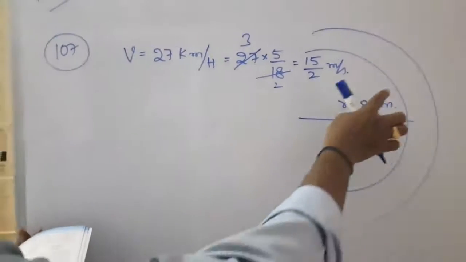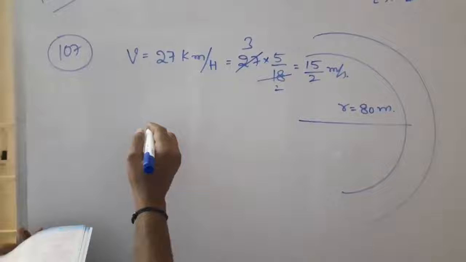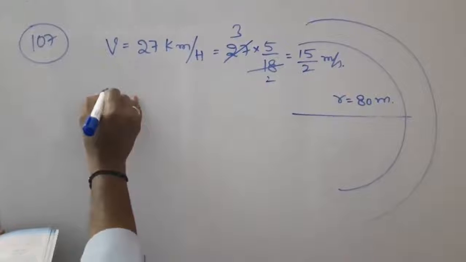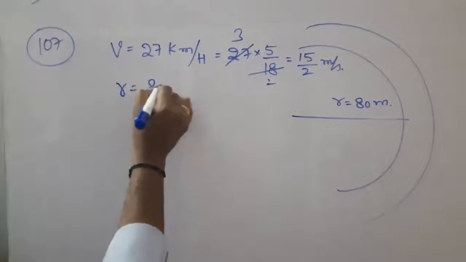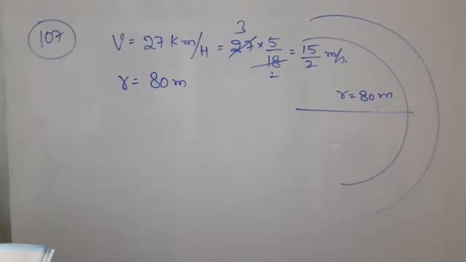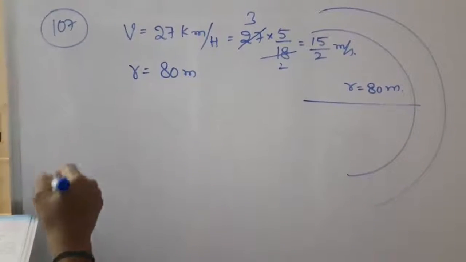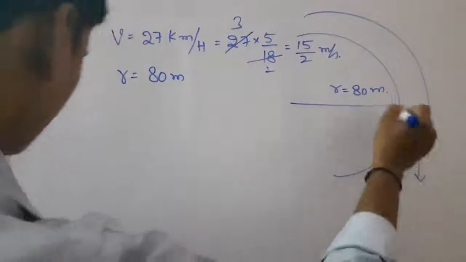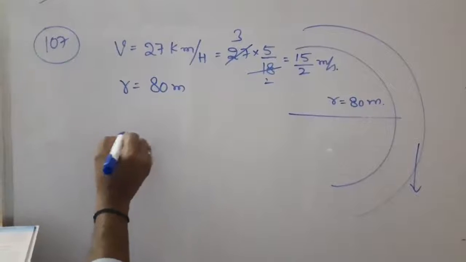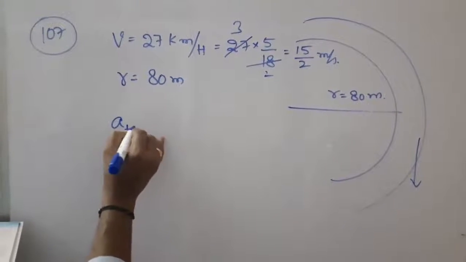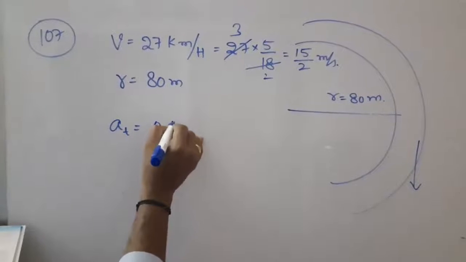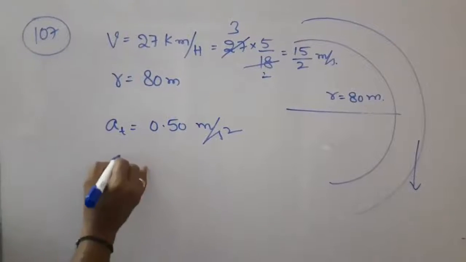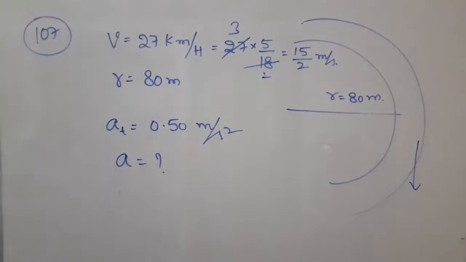Here the cyclist applies a brake and reduces his speed at a constant rate. The radius is also given, that is 80 meters. The brake force is applied and reduces his speed at a constant rate, that is, the tangential acceleration is also given, 0.50 meter per second square. Then find the net acceleration of this particle.